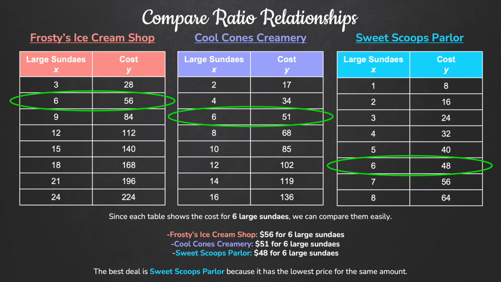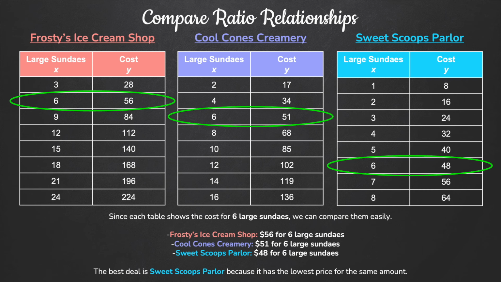So at Frosty's Ice Cream Shop, 6 large sundaes is $56. At Cool Cones Creamery, 6 large sundaes is $51. And at Sweet Scoops Parlor, 6 large sundaes is $48. So that means that Sweet Scoops Parlor has the better deal, because if we're comparing getting 6 large sundaes in each one of these places, it is much cheaper at Sweet Scoops Parlor.